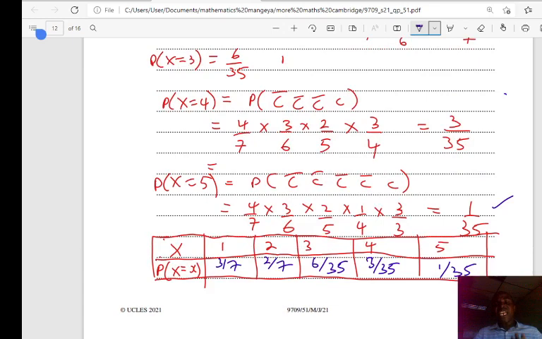Then we can say done. If we add all these probabilities, you must surely get 1. If you add all these probabilities of X equals x, you must get 1. Take note of that.